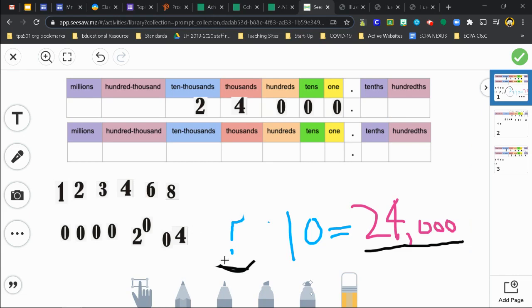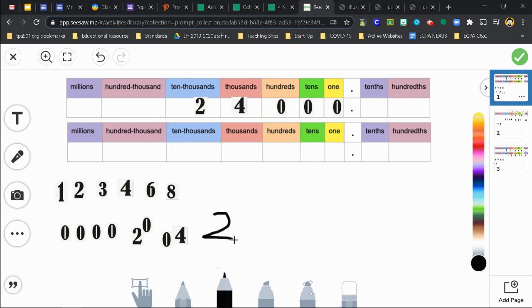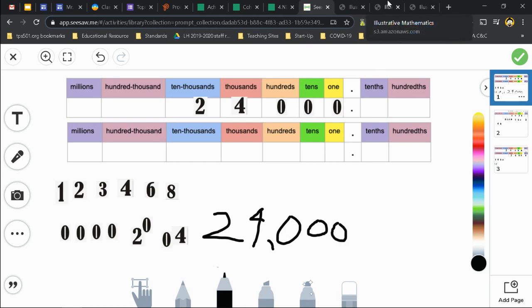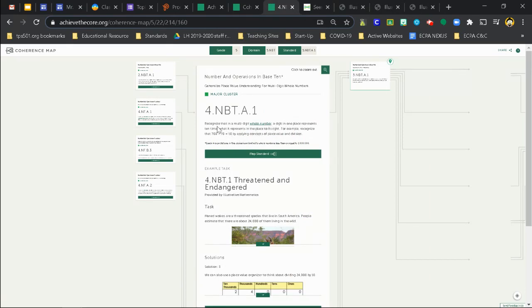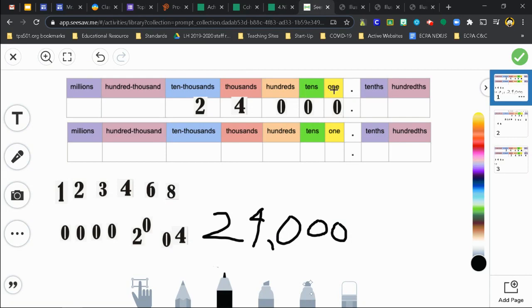And so if we know that it's 10 times bigger, then we also know that the dholes are 10 times fewer. 10 times fewer. What does that kind of sound like? Because what we're trying to do is recognize that in these multi-digit numbers, one place represents 10 times what it represents in the place to its right. So for example, if you have 10 ones, you get a 10. If you have 10 tens, you get 100. If you have 10 hundreds, you get 1,000. 10 thousands, you get 10,000. 10 ten thousands, you get 100,000. And then ultimately, 10 hundred thousands, that gets you 1,000,000.